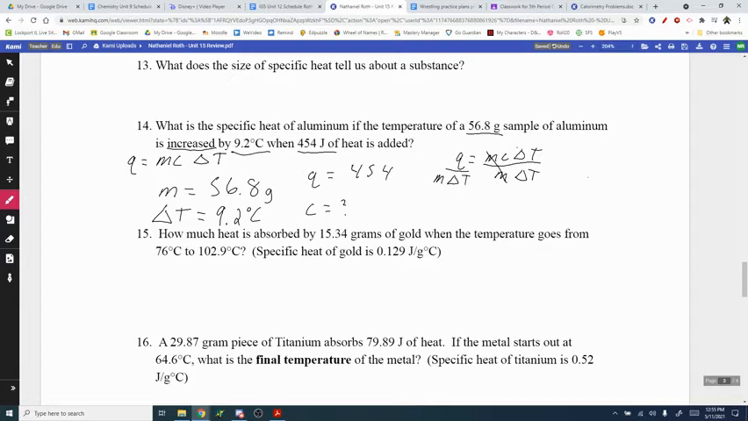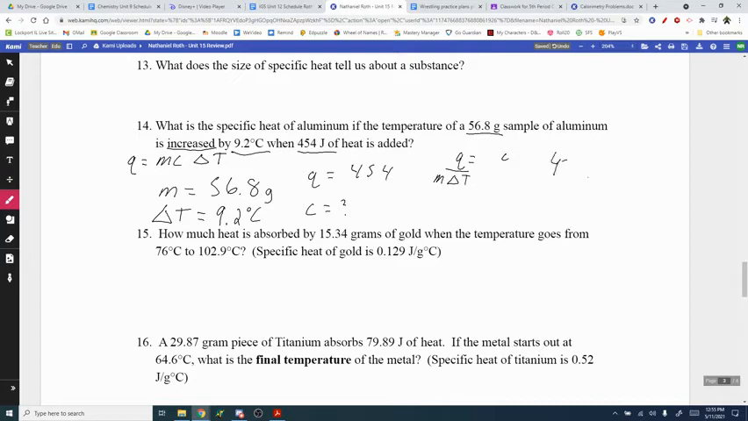That way M cancels out and delta T cancels out, and we're just left with C. So I'm going to erase all that other stuff. There we go. So now we have Q over M delta T equals C. So now I just plug in our numbers.